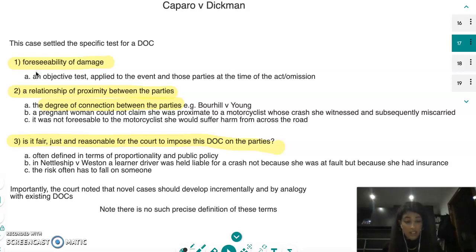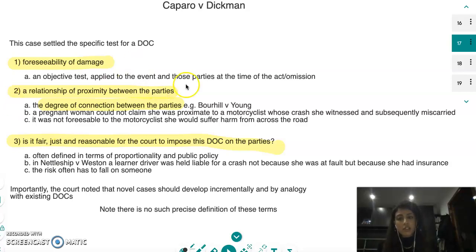Because if we just simply ask that specific defendant if they thought that harm was reasonably foreseeable, they're not likely to give us a good answer, are they? So, remember, this also is in relation to the event and the time of that act and omission for those specific parties. So it's very tailored. It's not just very broad. And is that damage foreseeable in any circumstance? It has to be in that circumstance, in that time, for those parties with those actions or lack of actions.